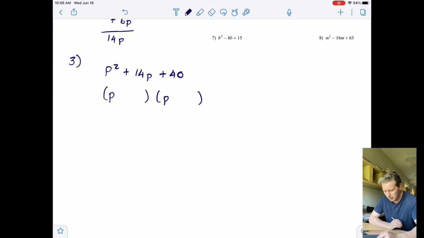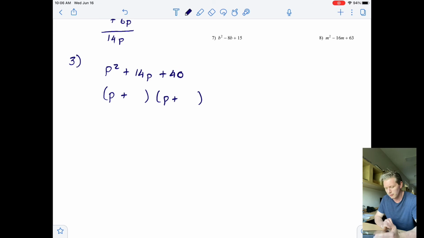So it's going to be p and p. That's where my p squared will come from. I have a positive final term, plus 40. So again, I know that my signs are going to be plus plus or minus minus. And the fact that it is plus 14, that my middle term is positive, tells me that it's going to be plus plus. Must be here plus and here plus.